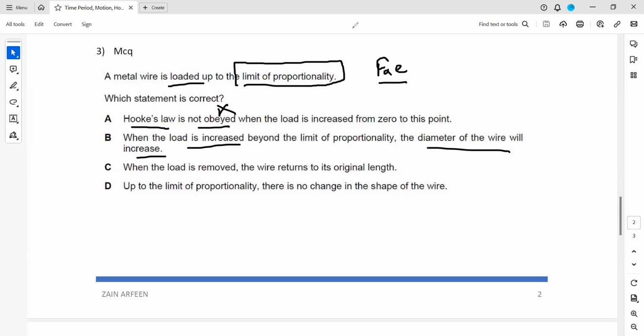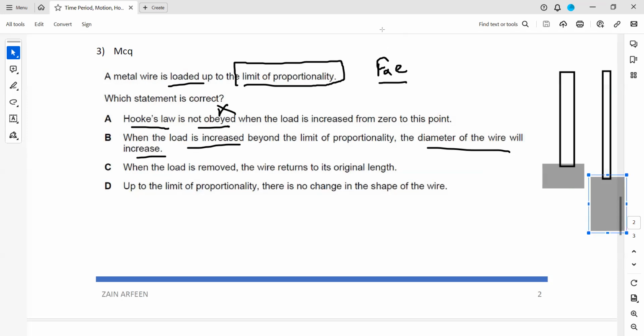For example, if you have a wire and you attach a load to this wire. So a load is attached to the wire. If you increase the load, what will happen is the wire will stretch. The thickness of the wire will decrease, not increase. So that's why statement B is also incorrect.